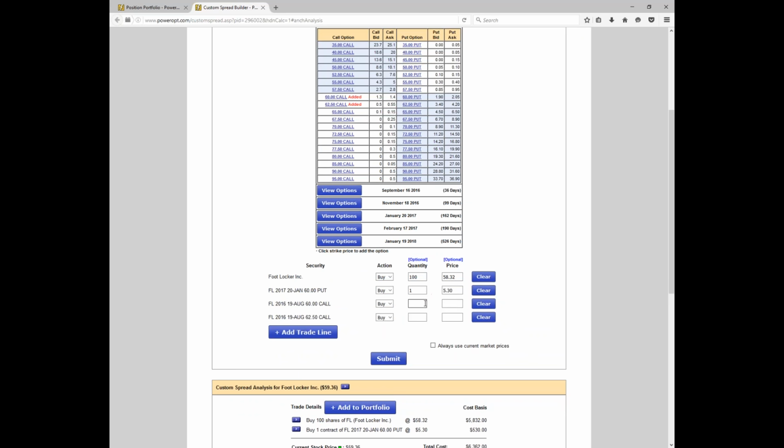And I have 100 shares and 1 put, so I'm going to sell one call and buy the other. If you had 500, you might do 5 and 5.